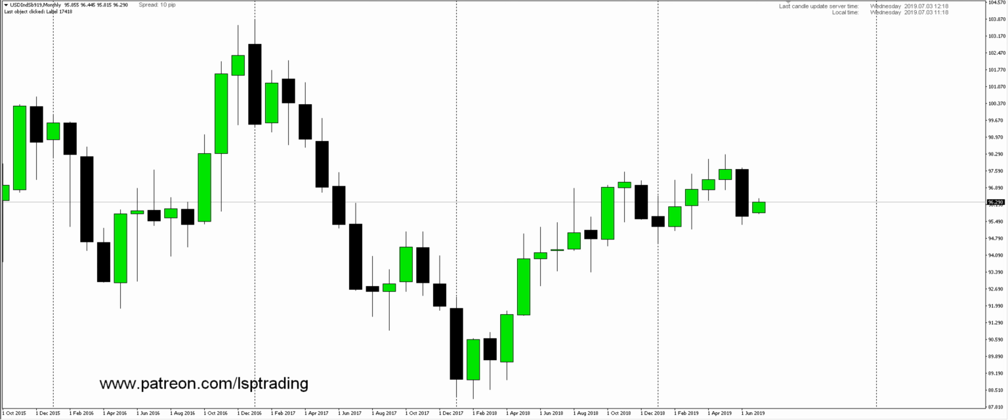GMT time. So I want to go over the dollar index and just show you a couple of things, which should help with your directional bias.